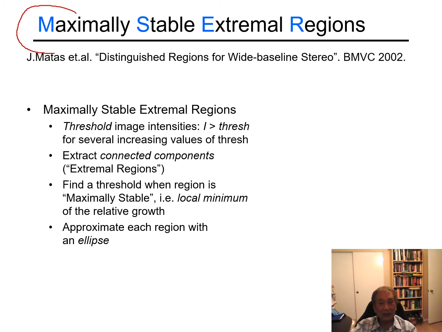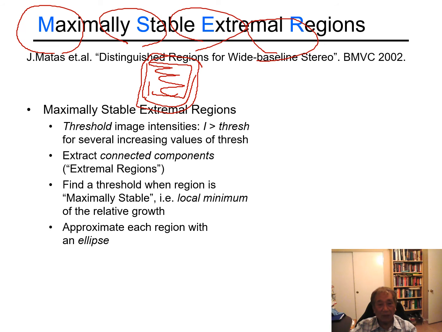Then the MSER, which is maximally stable extremal regions. So what is maximal? The largest scaled unit of a pattern that is actually a feature, one that is not changing and is trustworthy. That is the technique. This one is distinguishing regions by wide baseline stereo. So that's MSER. Just remember the names of those algorithms. That's all you have to do. You don't have to try to understand all the detail.